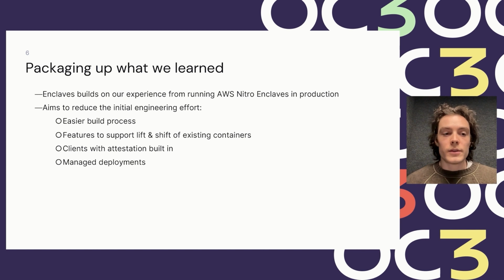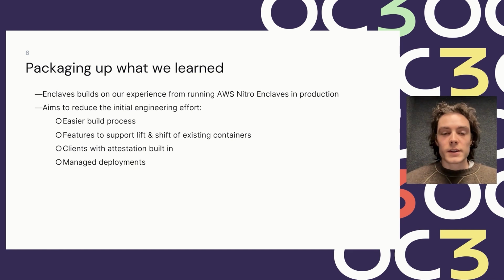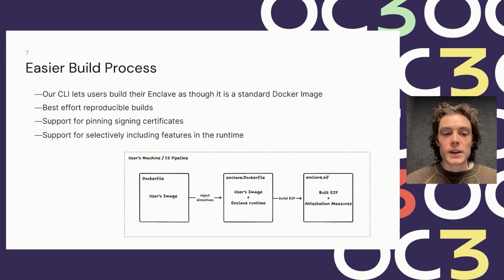So we have some features which make it easier for the initial adoption phase. These are an easier build process, features that support the lift and shift of existing services, clients that support attestation out of the box, and then managed deployment pipelines. So digging into these individually, our build process is quite simple. We take a user's Dockerfile, we inject some custom Evervault directives which install our runtime and abstract away the enclave environment, and we produce an EIF artifact, an enclave image file artifact, directly on the customer's machine.